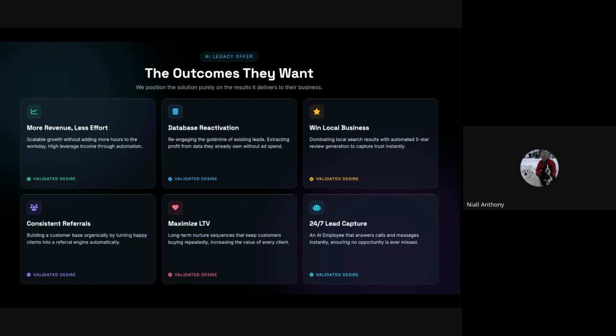This is the outcome they want, right? That was the individual services. That's what you have here, the individual services. But you'll see I'm positioning them as outcome. Very short, sweet, outcome focused here.